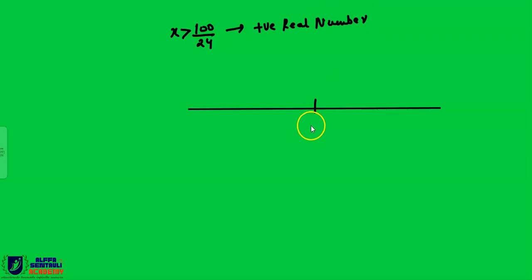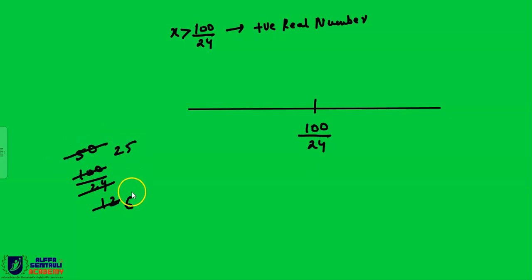So we will place 100 by 24 on this side. If you take bigger numbers, let us simplify this 100 by 24. 2 1s are 2, 2 2s are 4, 2 5s are 10, 0. 2 6s are 12, 25. If you divide 25 by 6, you get nearly 4, since 6 4s are 24. So this number is nothing but 4 point something.